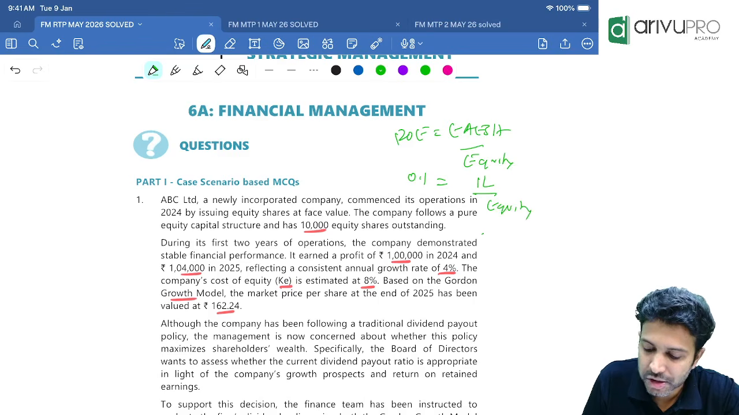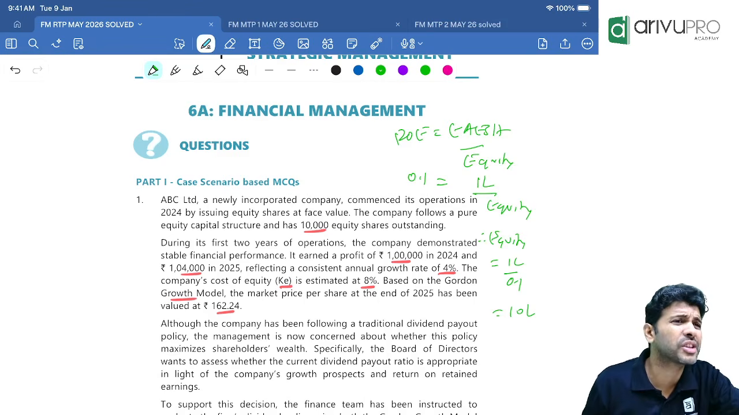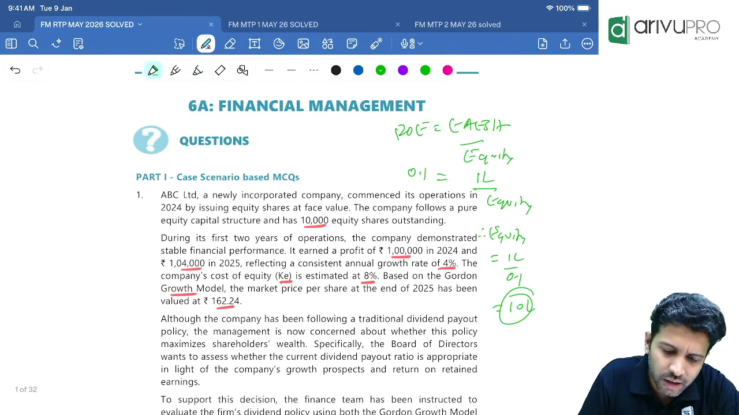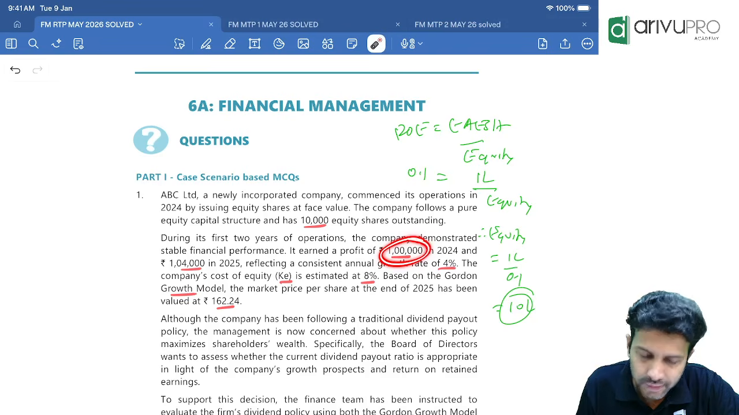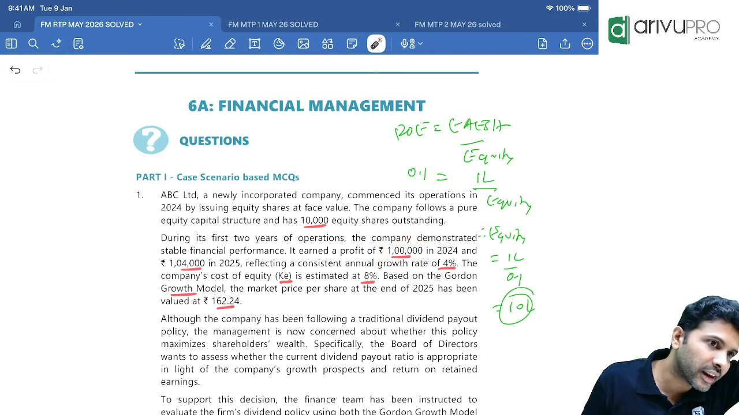Therefore, equity will be how much? 1 lakh divided by 0.1, which is how much? 10 lakh. Should you really have to solve this, or can you directly check? 10 lakh's 10% only can give you 1 lakh. So automatically capital is how much? 10 lakh rupees. Agreed everybody?